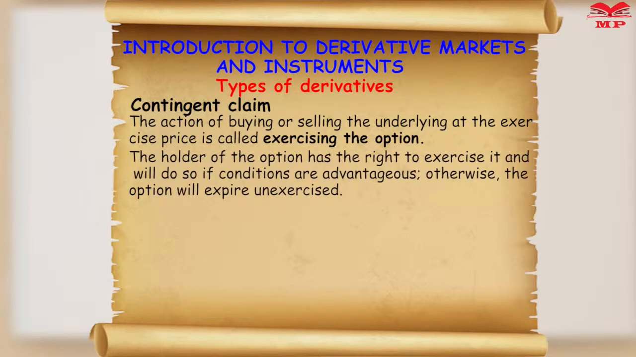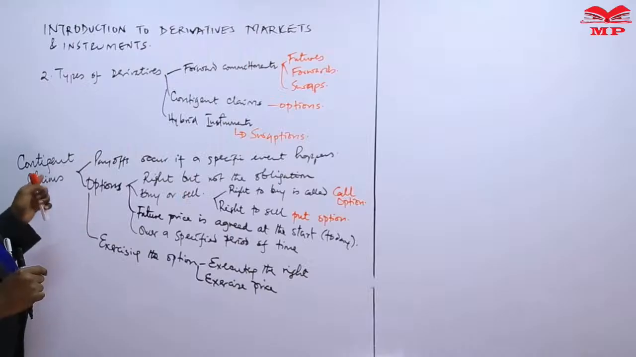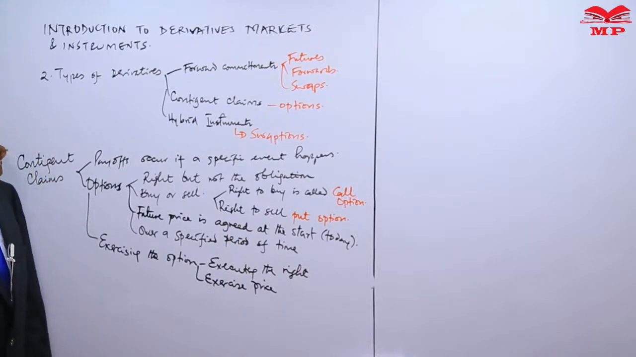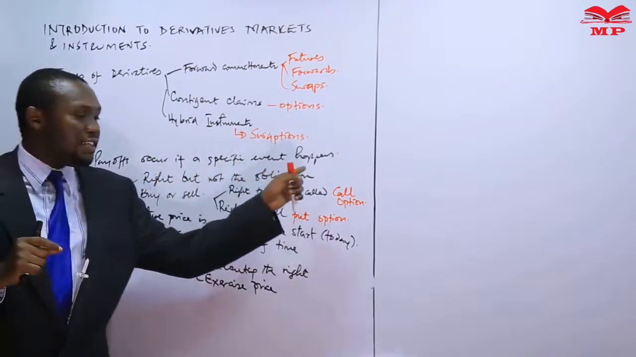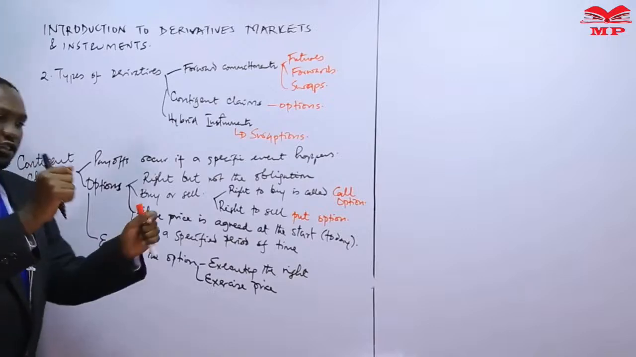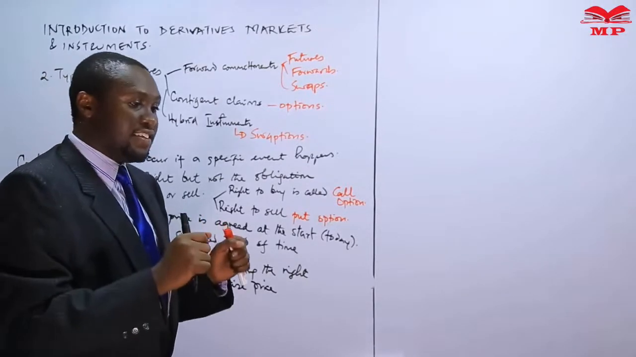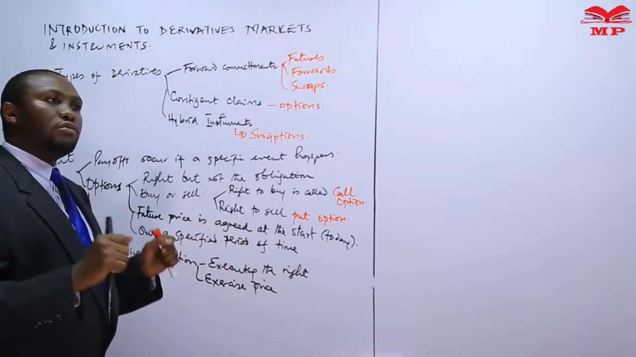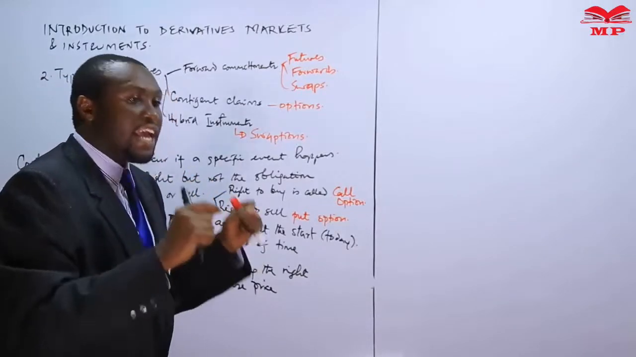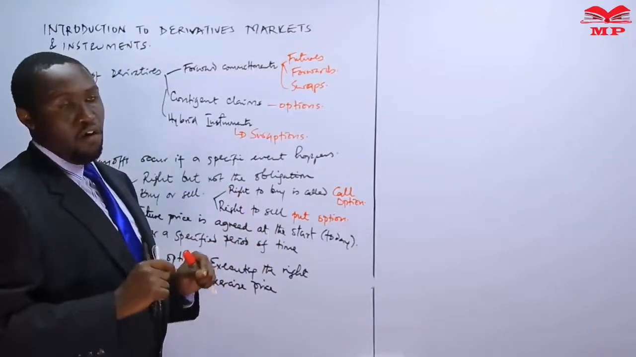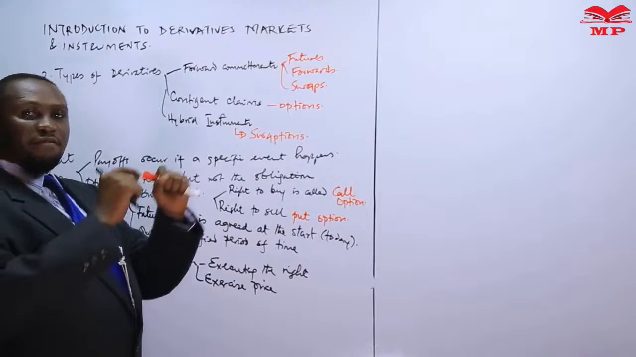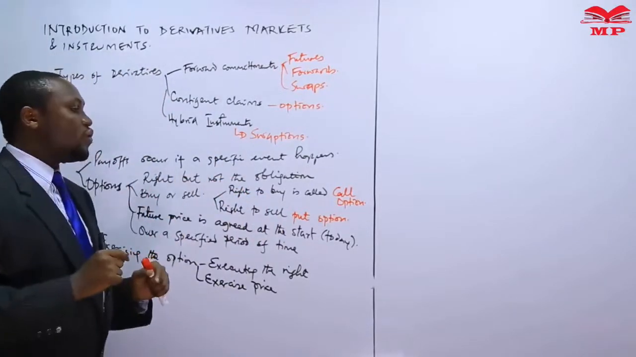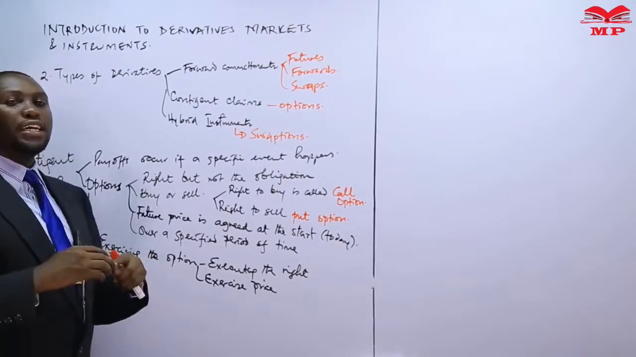So, the holder who has the right to exercise will only do so if it is advantageous. Otherwise, the option will expire unexercised. We say that in contingent claims, the payoffs depend on a specific event happening. If you have signed a contract to buy the KCB share at 50, when the market is selling it for 48 shillings, no one would buy at the expensive price of 50. So you will not exercise the option, you let it expire.